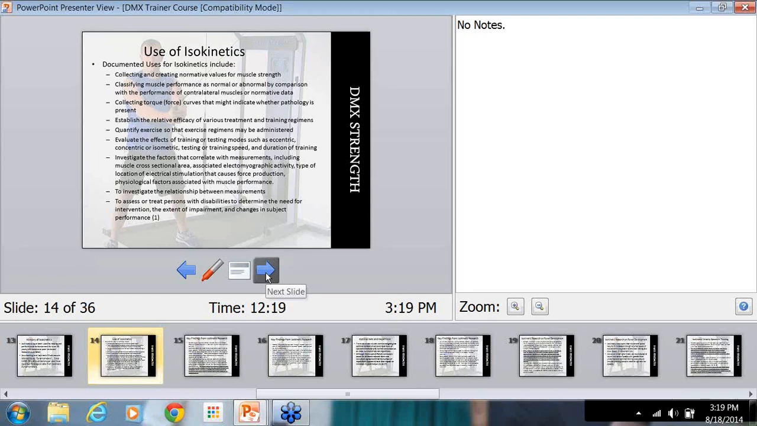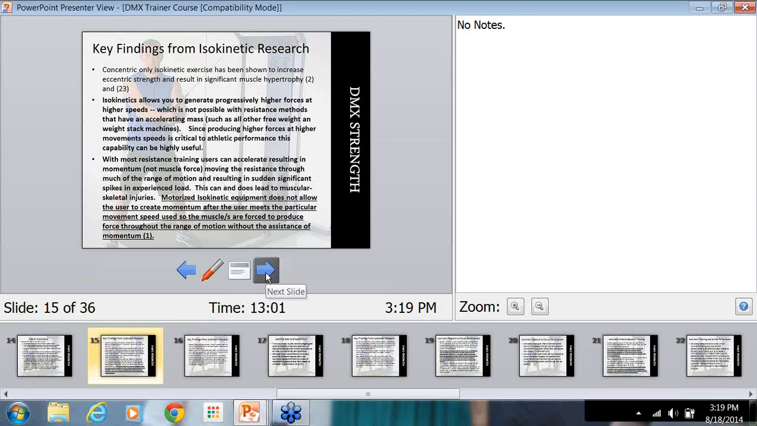So isokinetic's been used for a lot of reasons: collecting and creating norms, classifying muscle performance, looking at torque, efficiency. It's used to measure the efficiency of treatment. So it is the measuring standard by which you judge other resistance training methods. And it generally quantifies exercise and resistance exercise in a way that we can't do with anything else. Evaluate the effects of all sorts of training things. Really, really heavily used, lots of utilization, and a tremendous amount of data. So we know a ton about isokinetic training. It just hasn't been able to be deployed in a functional manner till now.